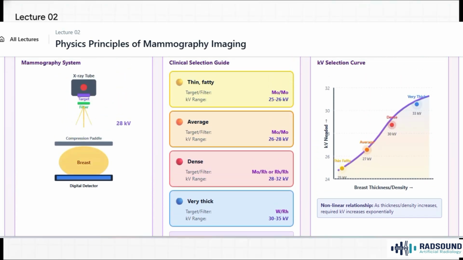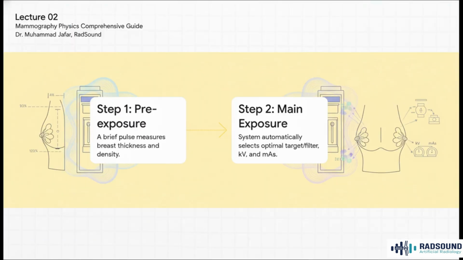So you might be asking, how does the machine make all these complex choices in real time? Well, modern systems use this brilliant two-stage process. First, there's a tiny pre-exposure pulse. Think of it like a scout. It zips through the breast and measures the exact thickness and density. Then, based on that data, the system automatically selects the perfect combination of target, filter, kV, and exposure time for the main shot. It's just an amazing piece of engineering.